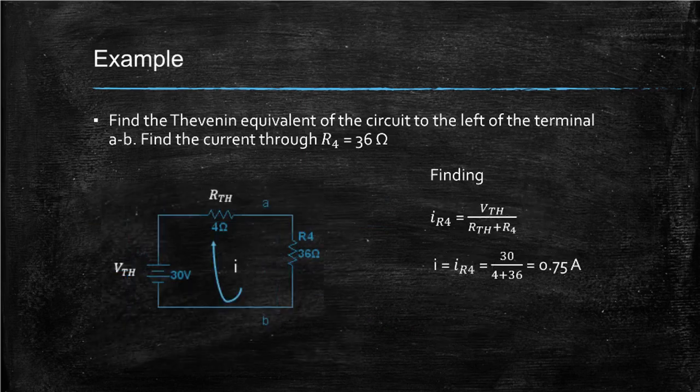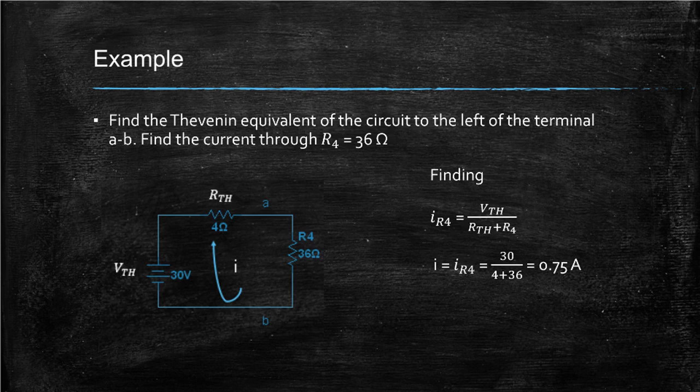Now with RTH and VTH, we can construct a Thevenin equivalent circuit with the load resistor R4. Now to find the current through resistor 4 with Ohm's law. The Thevenin voltage divided by the series combination of resistor 4 and the Thevenin resistance gives the current through resistor 4. The current is 0.75 amps.